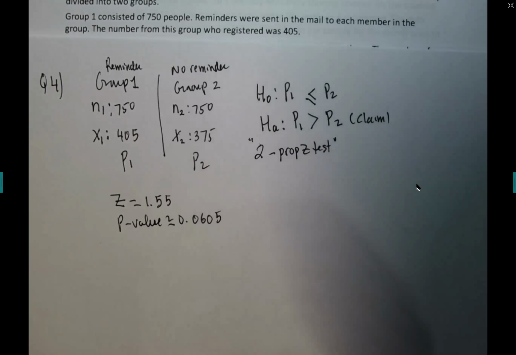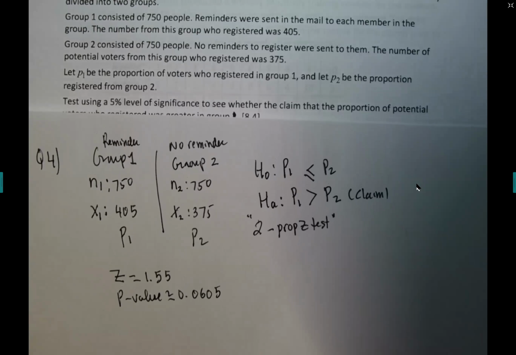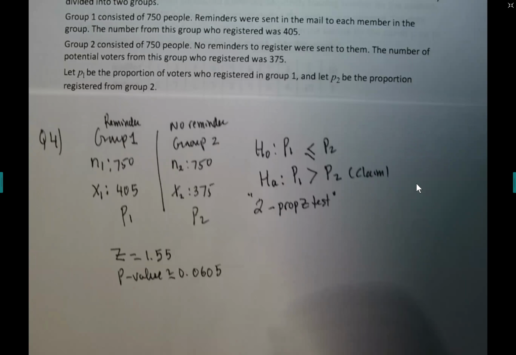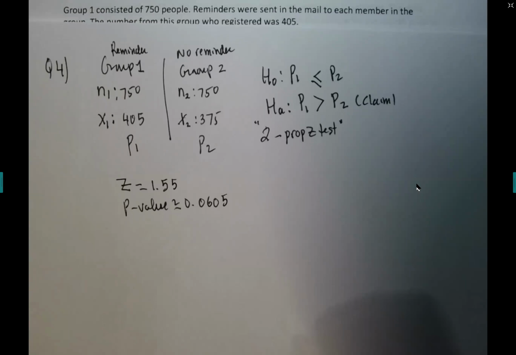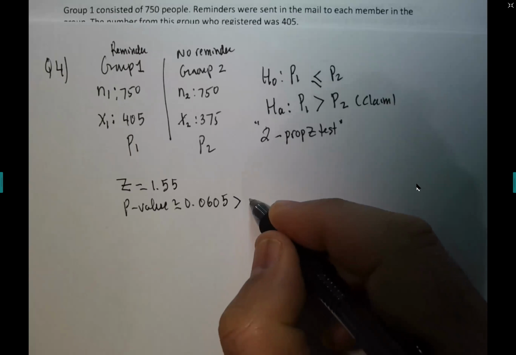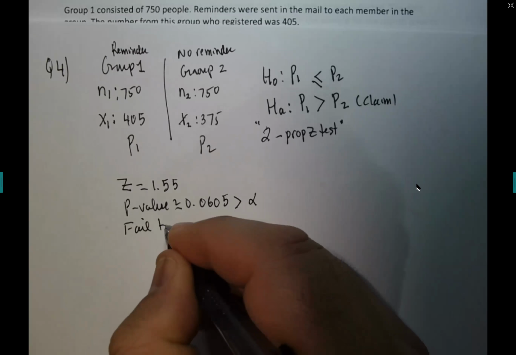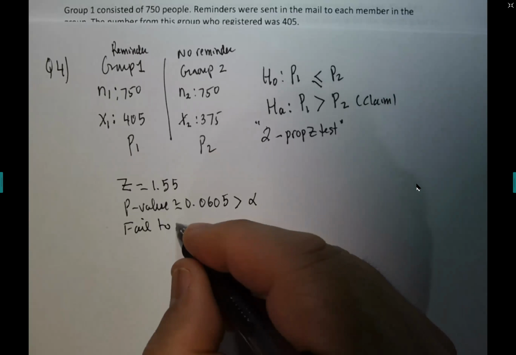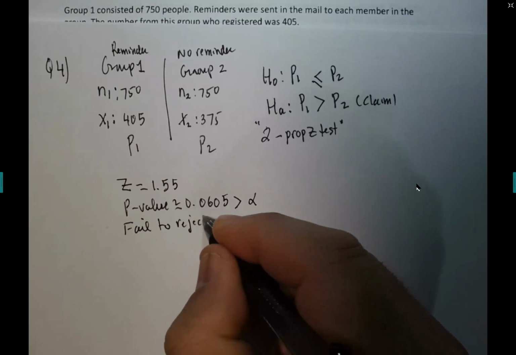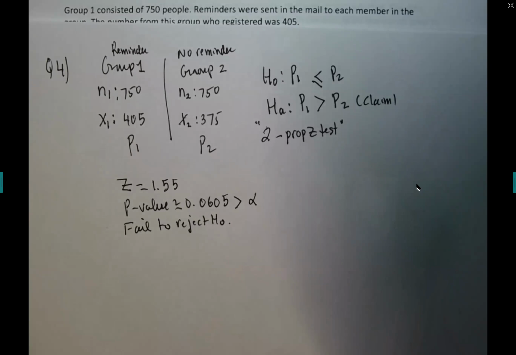So the p-value is 0.06. What is alpha here? I didn't read alpha. 5%. So you guys agree with me that this is greater than alpha. If I give you alpha 10%, you would reject H0, but here it is 5%. Fail to reject H0.